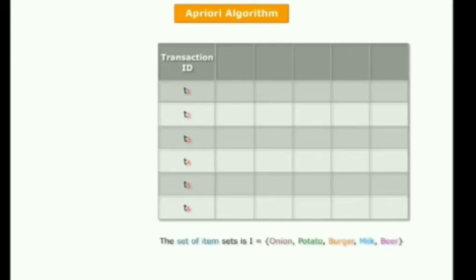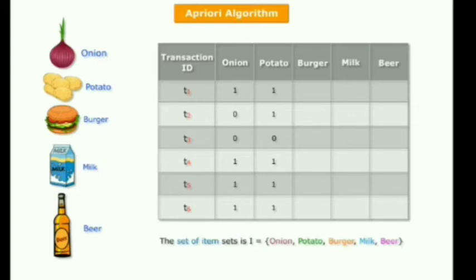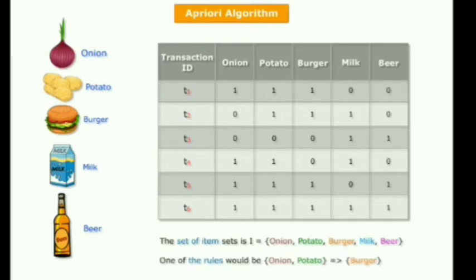The set of items I is equal to onion, potato, burger, milk, beer, and the database consists of 6 transactions. Each transaction is a tuple of zeros and ones, where 0 represents the absence of an item and 1 the presence. An example for a rule in this scenario would be onion potato implies burger, which means that if onion and potato are bought, customers also buy a burger.